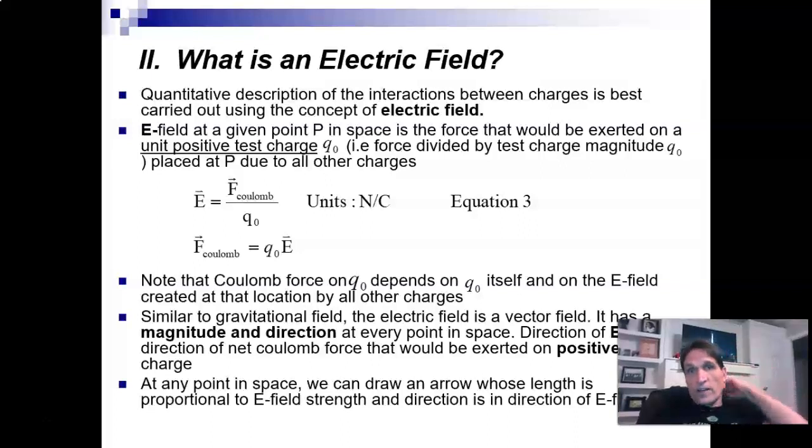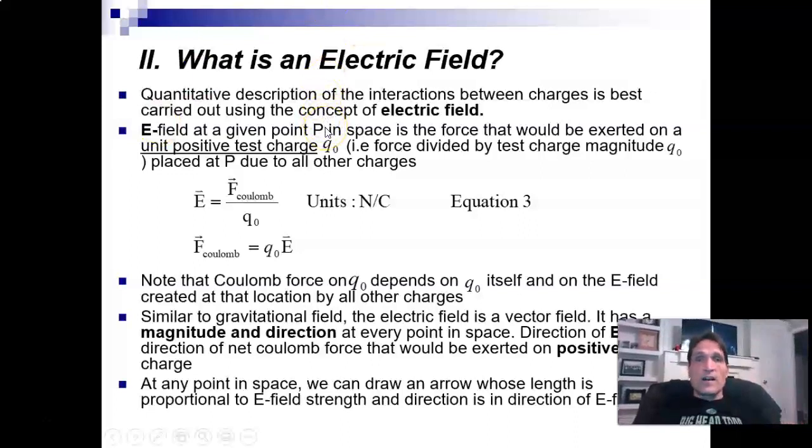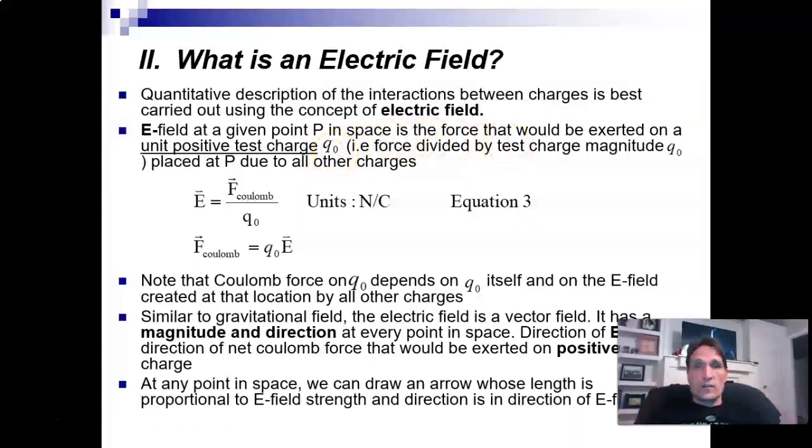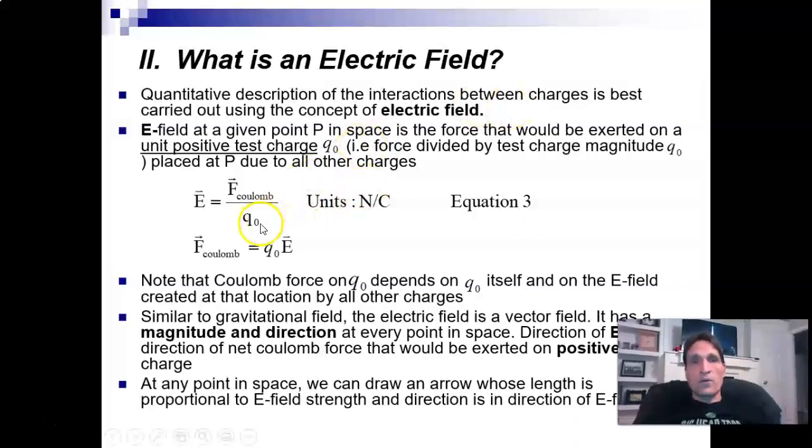So what this field is, by definition, at some point P in space, the electric field is the force that would be exerted on some positive test charge, Q0, due to all of the other source charges. Okay? So what we mean by this is that we're going to take this little probe charge Q0 and stick it at some point in space, and we're going to calculate the force on it due to all of the other charges. Then we're going to divide by Q0, and that's what's called the electric field strength.